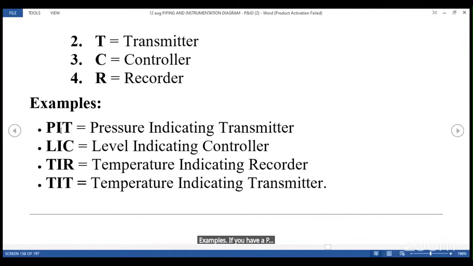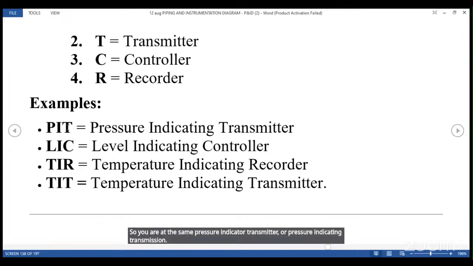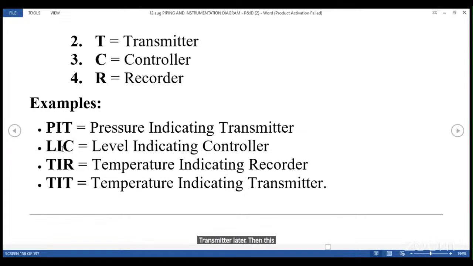Examples: if you have a P means pressure, I means indicator, T means what? Transmitter. So you are right to say pressure indicator transmitter, or pressure indicating transmitter rather. Then this LIC is just level indicating controller.